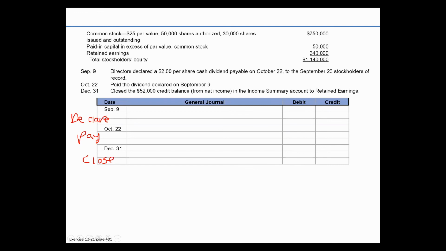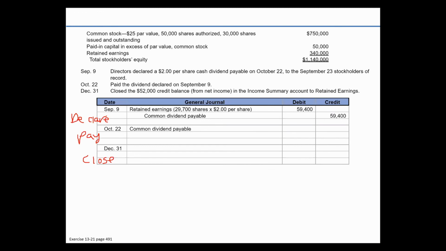And then on September the 9th, we're going to declare a dividend. So directors declared a $2 per share cash dividend payable on October the 22nd to the September 23rd stockholders of record. So again, we have retained earnings, the amount of 59,400. So we have 29,700 shares multiplied by $2 a share dividend, so it comes out to 59,400. So we debit that. We'll credit the common dividend payable for 59,400.